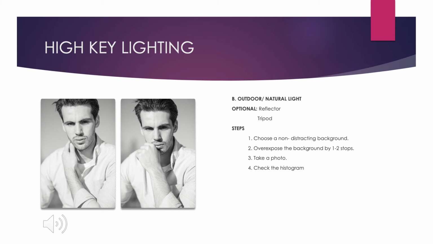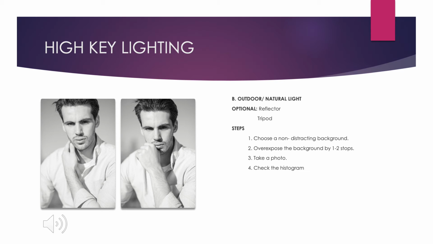The second one is overexpose the background by 1 to 2 stops. Same principle as having your background lights 1 to 2 stops more powerful than your key light. And number three is take a photo. And the fourth one is check the histogram, which I will be discussing on the next slide further.